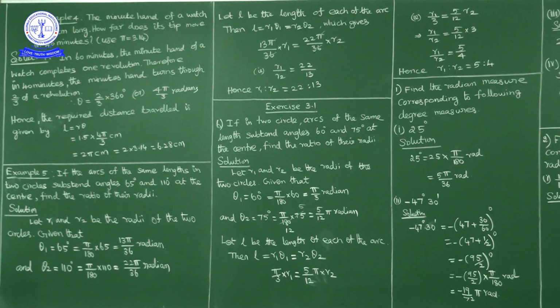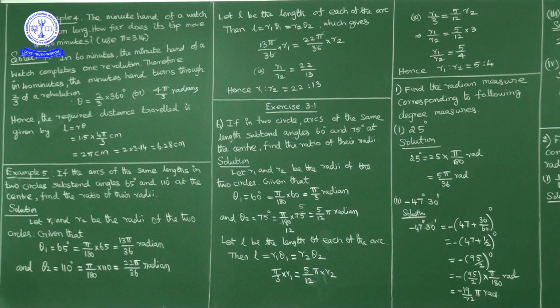We have distance traveled, L is equal to R theta. So L is equal to R, which is 1.5 centimeters, times theta, which is 4 pi by 3. So here what we can write? 1.5 once, 1.5 twos, 2 cancel, 2 pi centimeter. Pi what value we have to use? 3.14. So 2 into 3.14 is 6.28 centimeters.